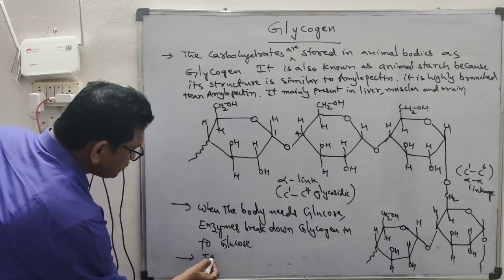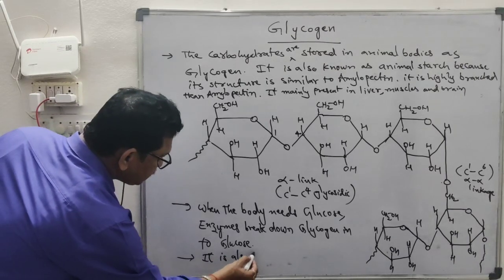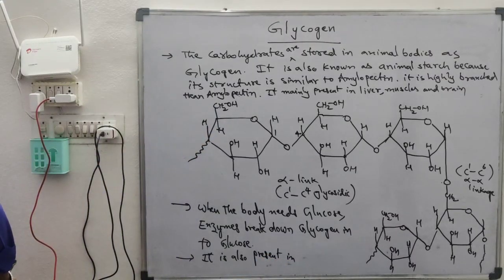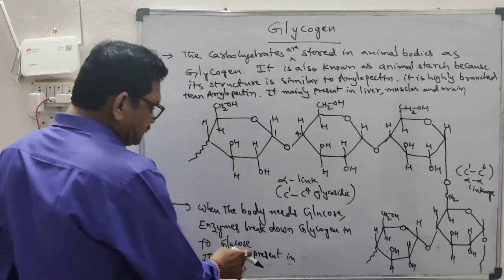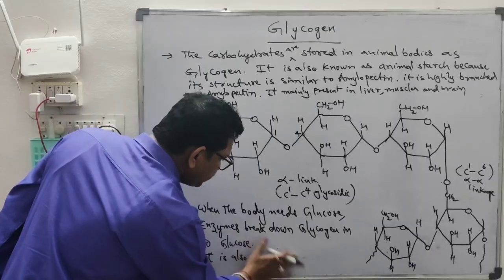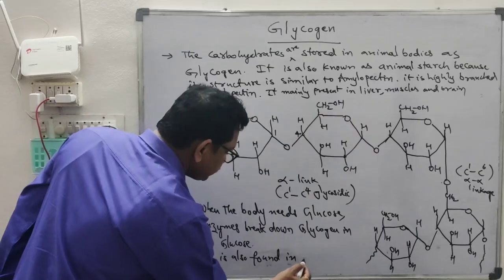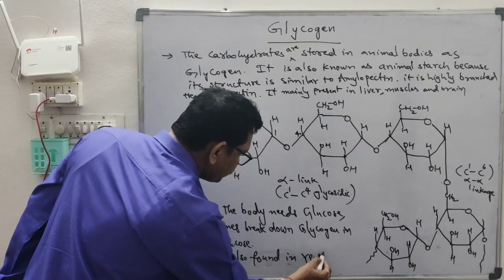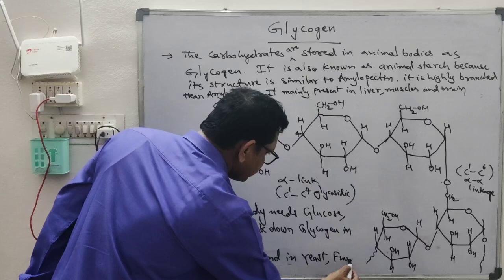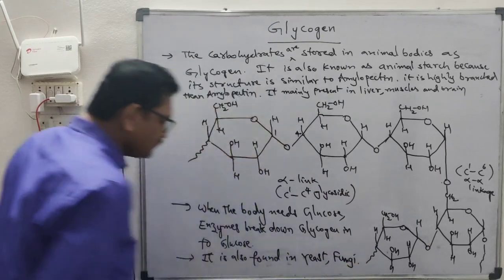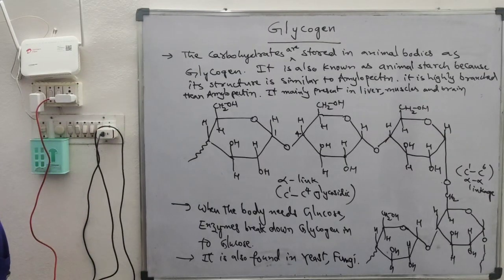Okay, it is also found in yeast. It is also found in yeast and fungi. Glycogen is also found in yeast and fungi.